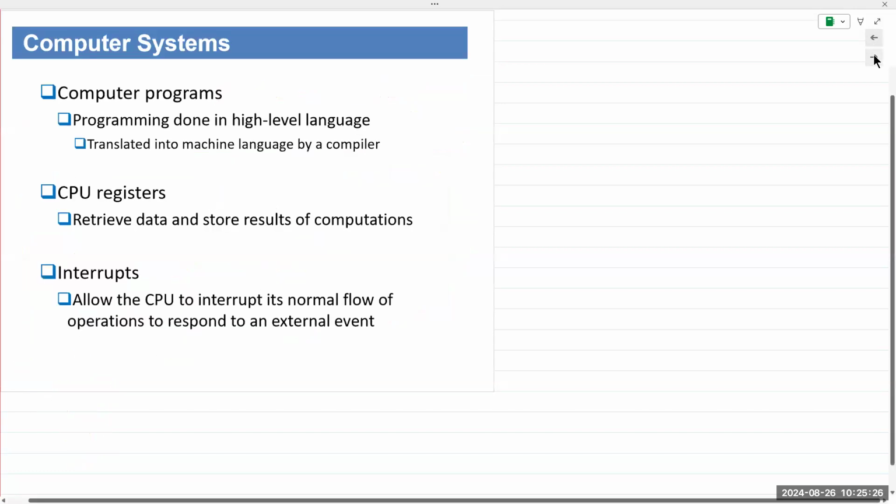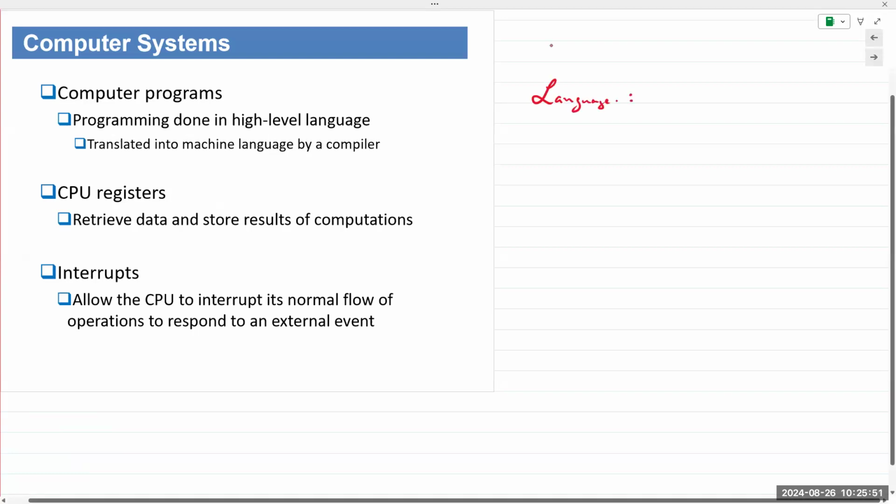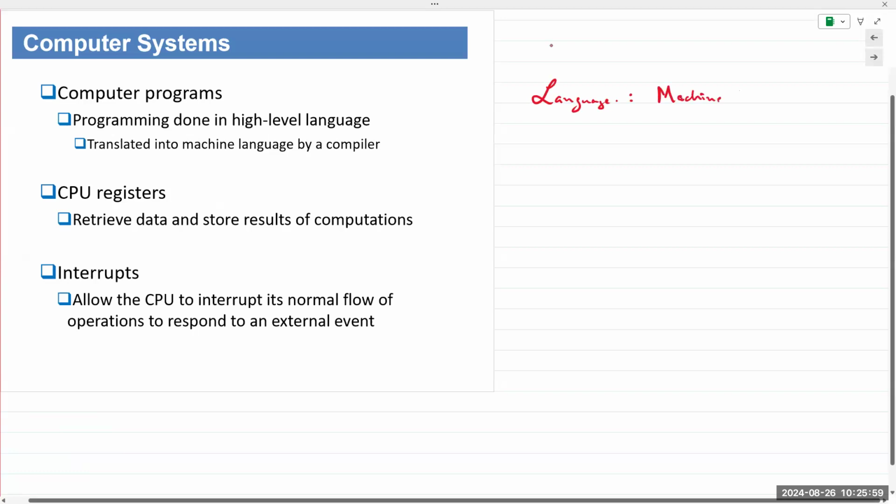So computer systems are machines. Machines do not think, they do not know what to do. We have to tell them what to do. As humans, we need to interface with these machines, okay? So the earliest methods of interfacing with these machines, which by the way is known as a language, machine language, meaning you tell the machine what you want it to do.